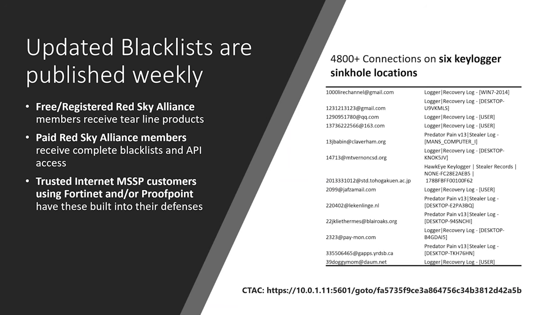On the right-hand side, you can see some of our keyloggers. 4,600 connections taken from keylogger sinkholes. Free Red Sky Alliance members receive Airline products. Paid Red Sky Alliance members receive blacklist and API access. For members that are not set up to ingest intelligence, Trusted Internet is our managed security service provider, and we use Fortinet and Proofpoint products and push intel into the systems for you as we manage your systems.